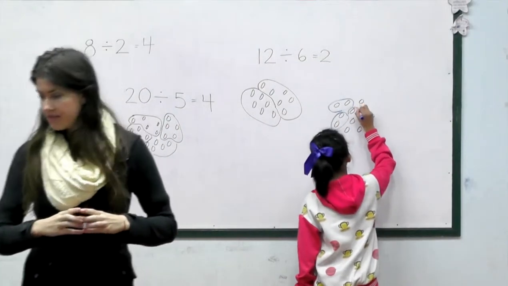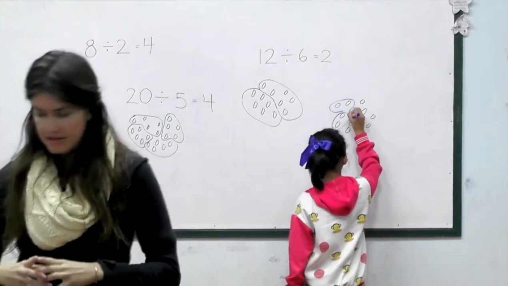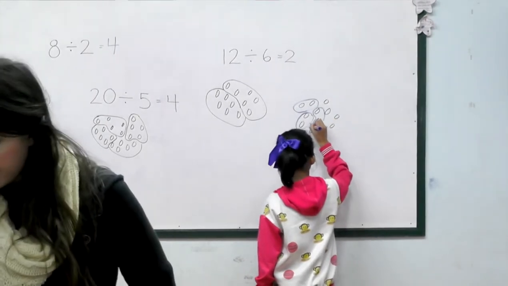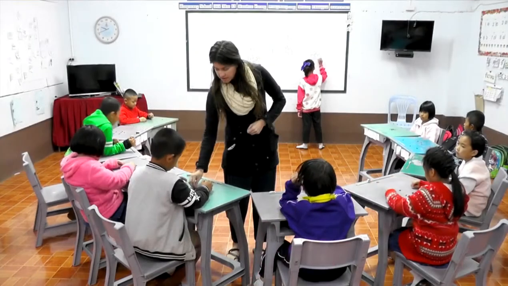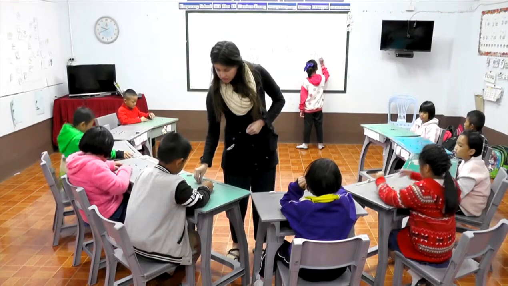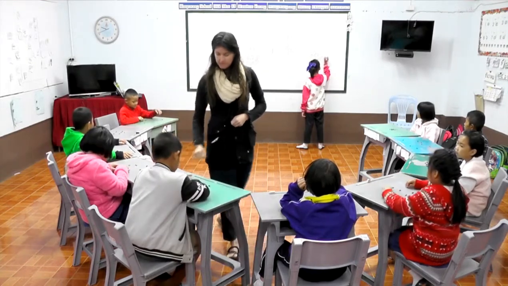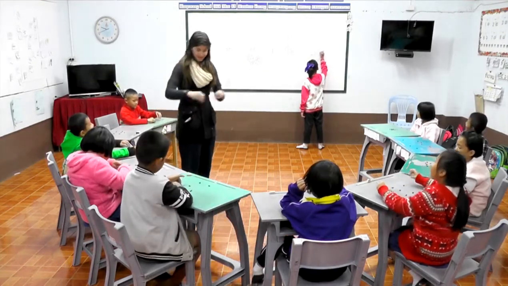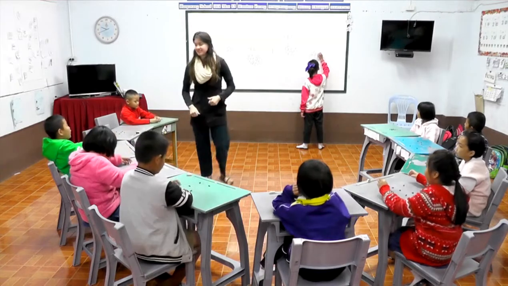Looks like all of our friends have got it. Very nice. So we want 6 groups. 2, 2, 2. There we go. Very nice.